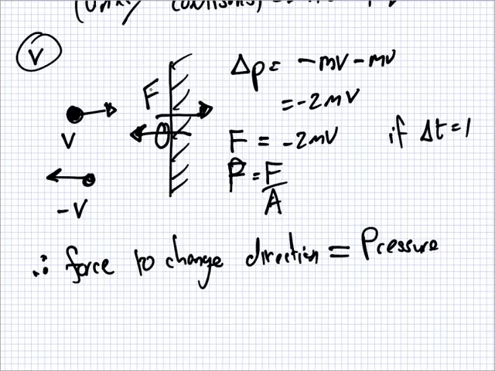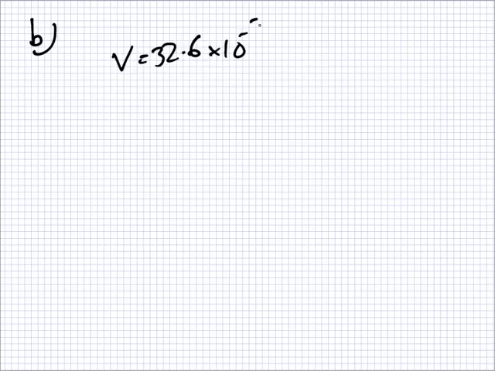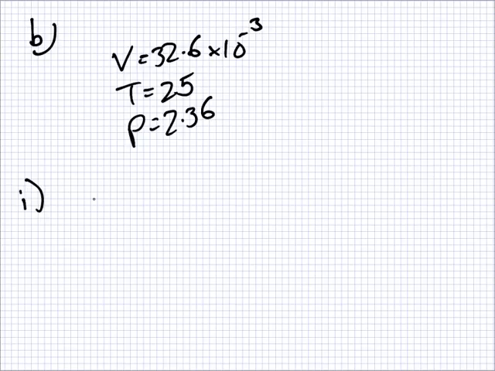So far we have 1, 2, 3, 4, 5, 6, 7, 8 marks really just for definitions. And not too difficult, I don't think. Right, B. So now this is a gas. The volume is 32.6 times 10 to the minus 3. The temperature is 25. The pressure is 2.36. And it's so easy. The first thing is that the volume is reduced to 1.25 times 10 to the 5.